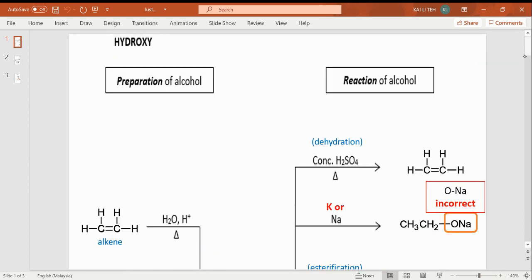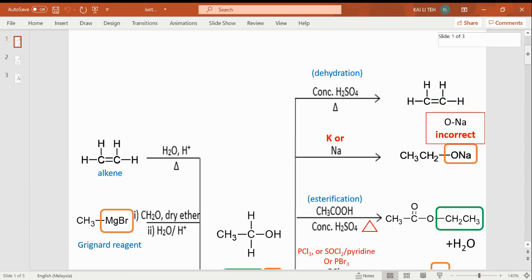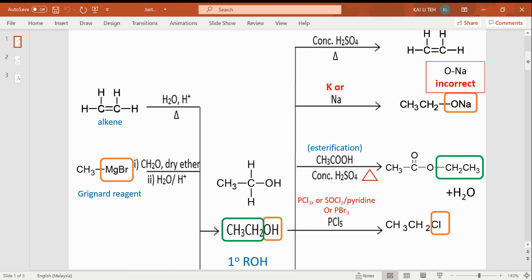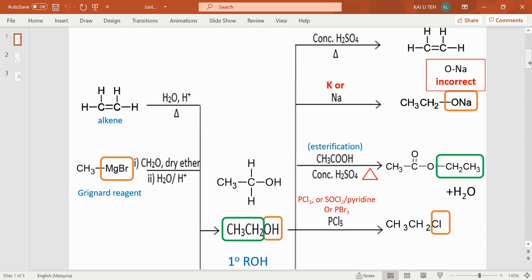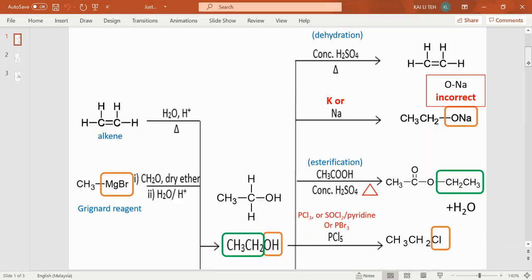Welcome to Organic Mind Map. Now we focus on hydroxy alcohol. Okay, so we will focus on preparation and reaction. Let's look at the reaction preparation part, which is on the left hand side.